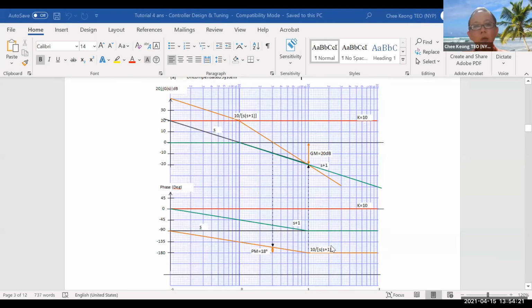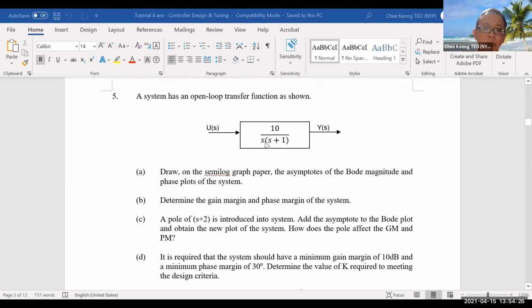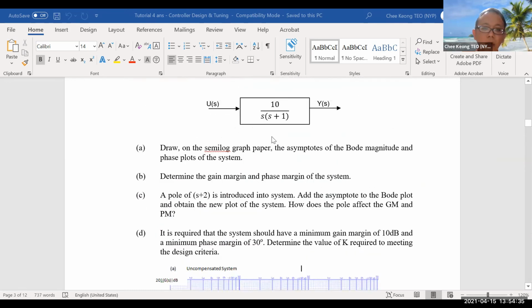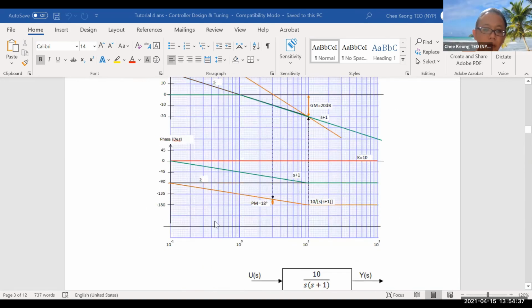Now phase plot, also quite straightforward. Your S term is basically minus 90 degrees. So that's why you have your minus 90 degree line. And then the other term is rolling off at 0.1, right? So 0.1 is here, 1 is here, and 10 is here, right? So it starts to roll off at 0.1 and then hits 90 at 10, right? So it stops here. So basically, if I were to combine this and this, at this point, it should roll off, right?